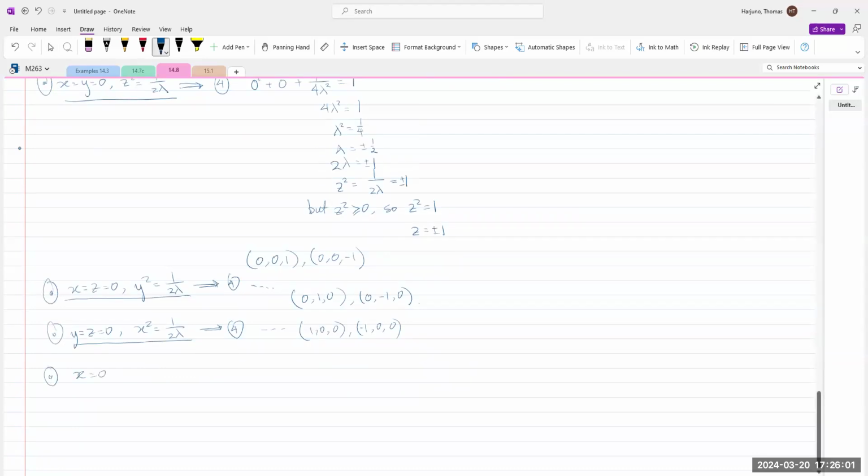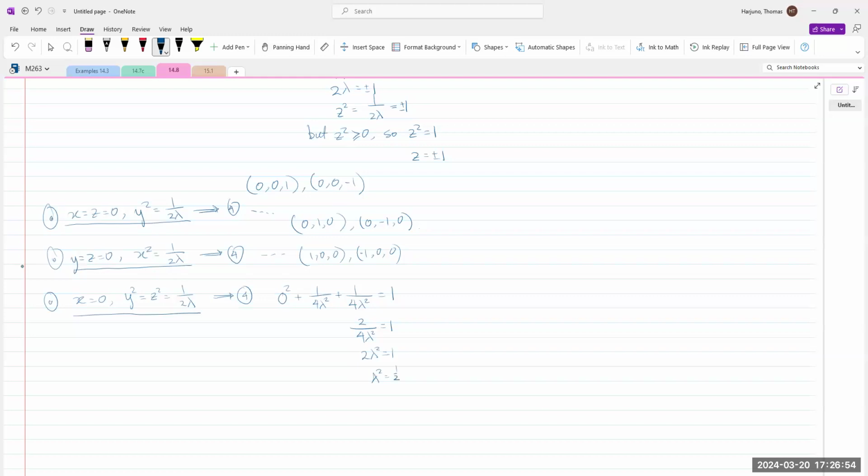If only x equals zero, then y squared equals z squared equals 1 over 2 lambda. Right? If I plug that into equation 4, I will get 0 squared plus 1 over 4 lambda squared plus 1 over 4 lambda squared equals 1. That's 2 over 4 lambda squared equals 1. I think I may have computed incorrectly. Hold on. So lambda squared equals 1 half, or lambda equals plus or minus 1 over square root of 2.